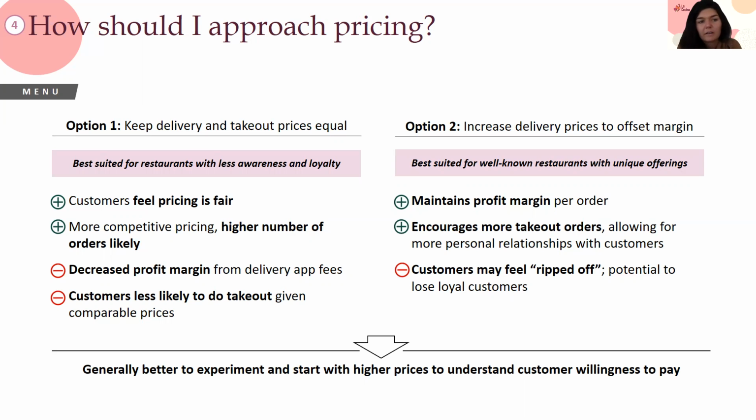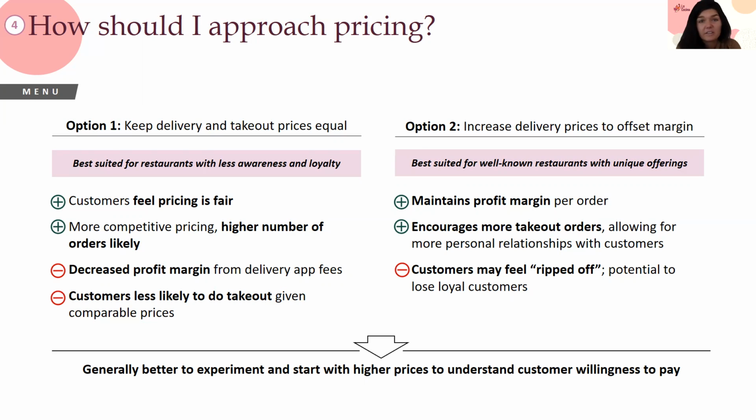Thinking about pricing, there are two options you can really consider. One, you can keep delivery and takeout prices equal. And the second is you can increase your delivery prices to offset margin. The first option tends to be better suited for restaurants with less brand awareness and loyalty. The second one is better known for well-known restaurants with unique offerings where customers are more willing to pay a price premium.